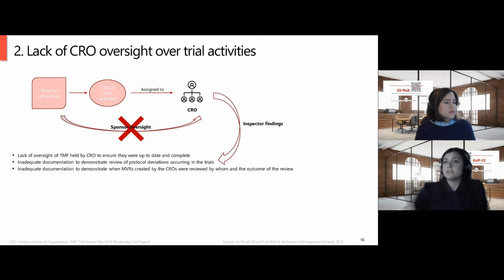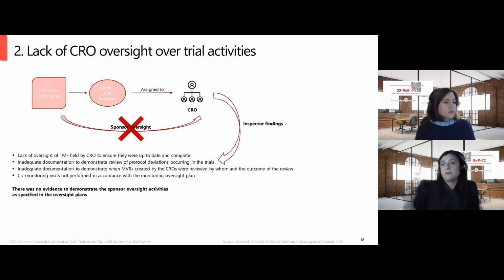Also, the inspectors found that there was inadequate documentation to demonstrate when monitoring visit reports created by the CRO were reviewed, by whom, and the outcome of this review. They also found that co-monitoring visits were not performed in accordance with the monitoring oversight plan. So overall, the findings were that there was no evidence to demonstrate the sponsor oversight activities as specified in the oversight plans. And why is this a problem?